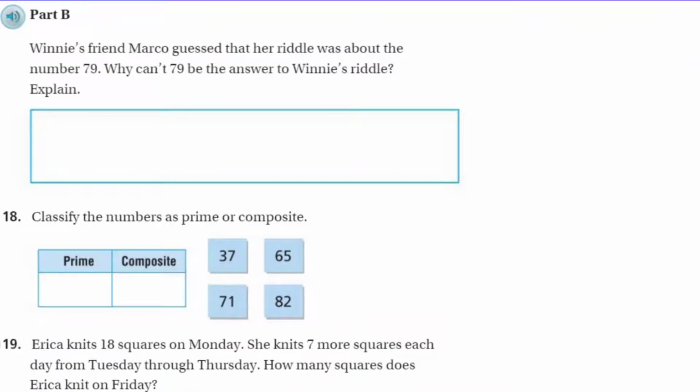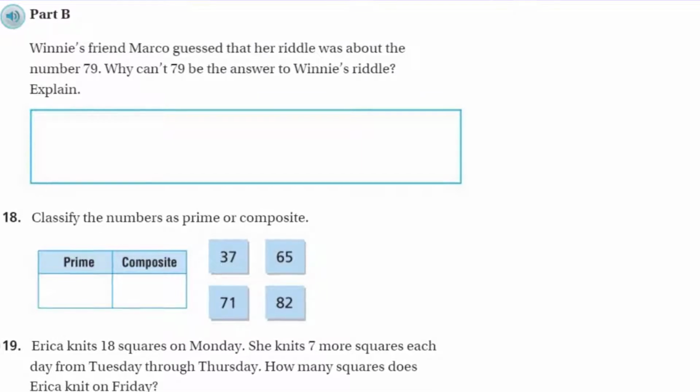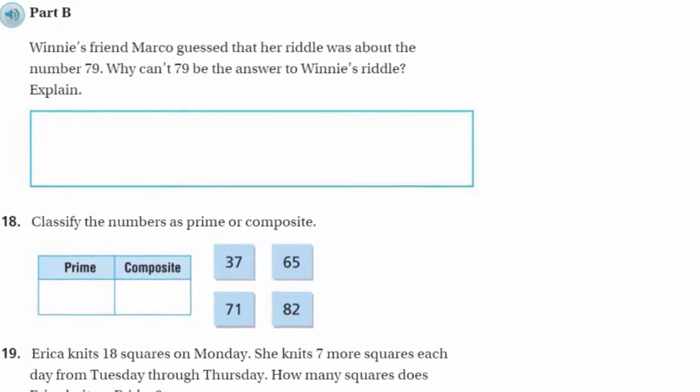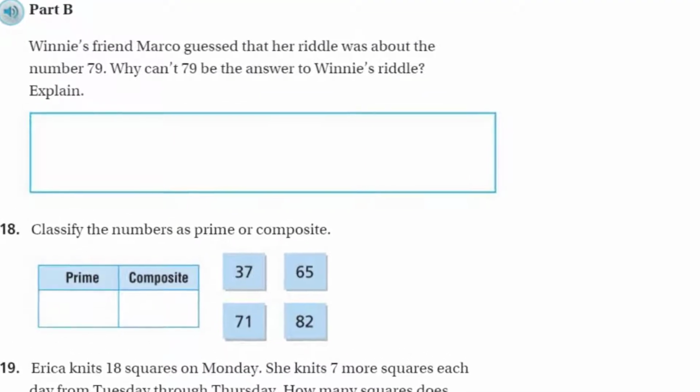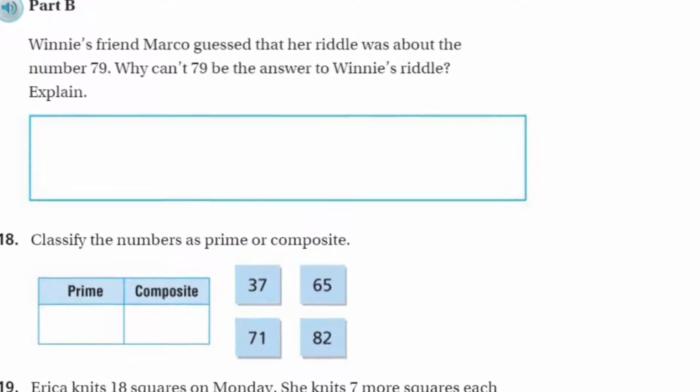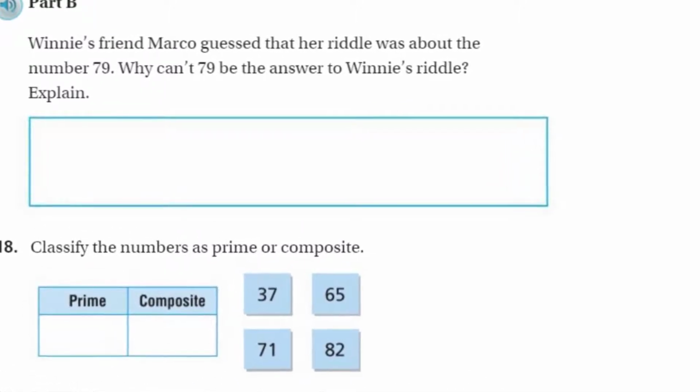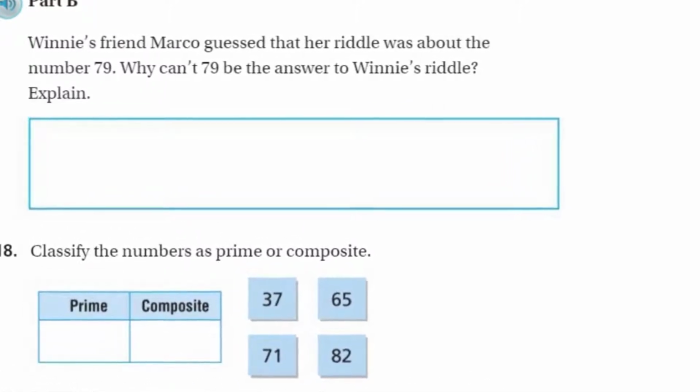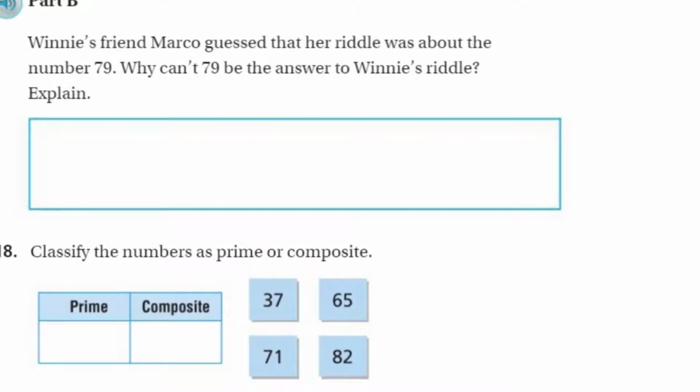Okay, now we have part B. It says Winnie's friend, Marco, guessed that her riddle was about the number 79. Why can't 79 be the answer to Winnie's riddle? Explain. Okay, it can't be 79, although 79 I believe is prime. So it's a prime number.